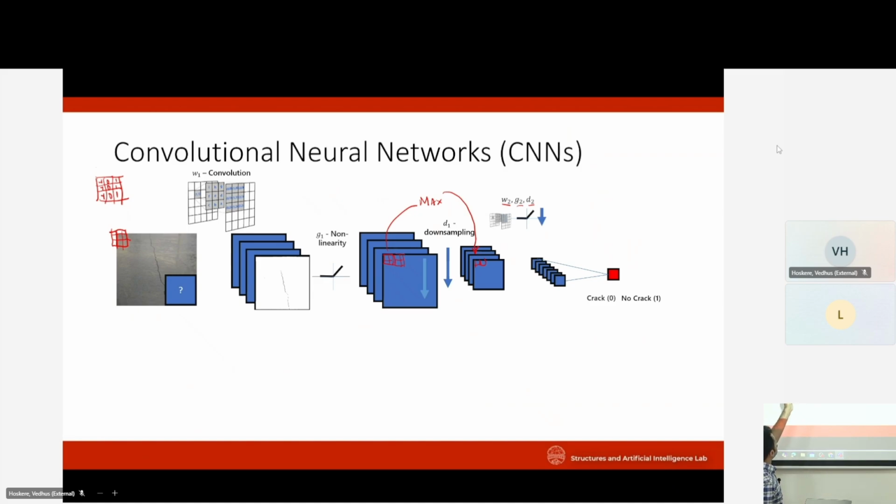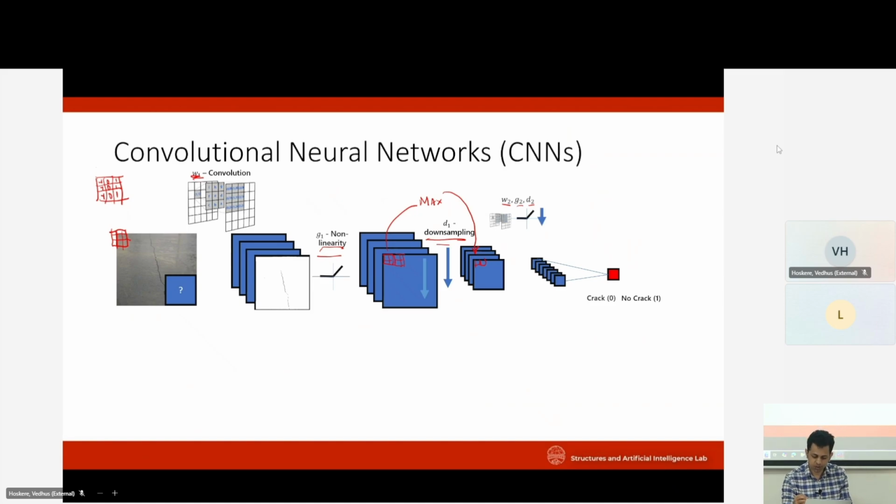So each of these numbers within the filter, the A, B, C, D, E, F, G, H, I, those 9 numbers, are called parameters. Why? Because those filter values are what this network is going to learn, right? Everything else is known. I already know what downsampling method I'm applying. I already know what nonlinearity. Those are decisions that the designer of the architecture will make. But what is going to be optimized are the convolution weights or parameters.